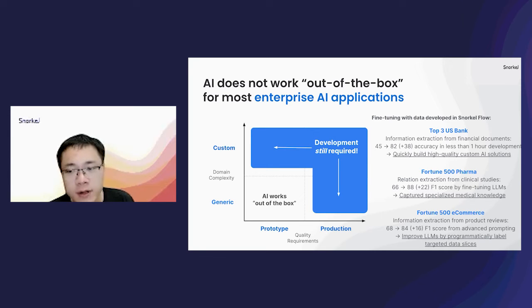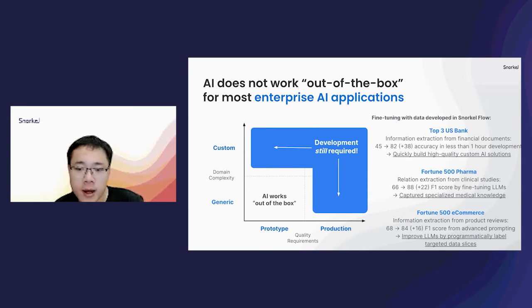These are some examples of the customer personas that we work with. For example, one of the top 3 US banks, by using only the base model, we have a 45 score, and we're able to have a 38-point boost to 82 F1 accuracy in less than 1 hour of development inside Snorkel Flow.